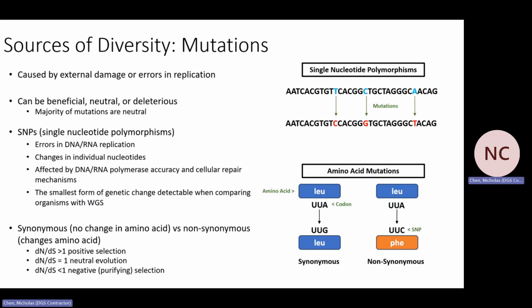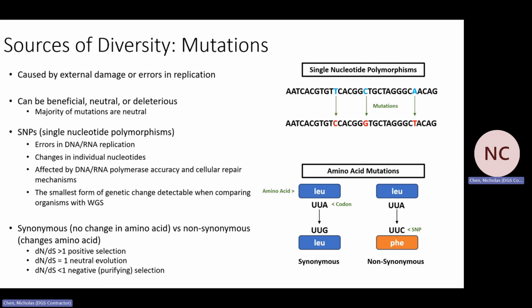Now, to begin looking at sources of genetic diversity, we'll start with mutations. These are caused by external damage or errors in replication and may be beneficial, neutral, or deleterious to the survival of an organism, although most tend to be neutral. The smallest form of mutation is a single nucleotide polymorphism, or SNP. You also may see these referred to as single nucleotide variants, or SNVs. However, there's a slight difference between these two terms.